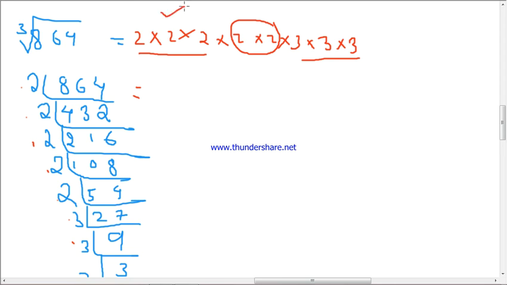Now, when you cannot form triplets and you find one odd number left, that indicates that it is not a triplet number. So hence 864 is not a perfect cube. You cannot find the cube root of 864.